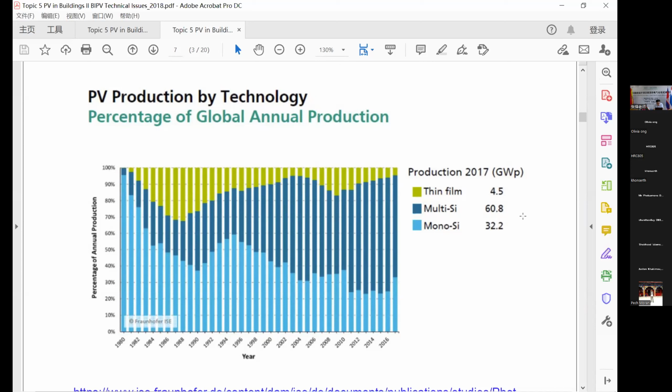And the third one is the thin film. As I said in the previous PowerPoint, the thin film, the CIGS and CdTe thin film solar cell with a flexible substrate, has relatively low power conversion efficiency, but has relatively good light and high temperature performance at relatively low expense. But in general, PV production is dominated by silicon-based solar cells, including multi-crystal silicon or monocrystal silicon.